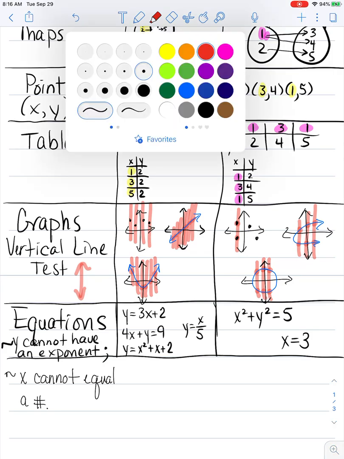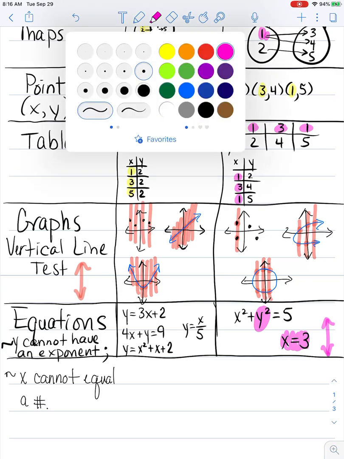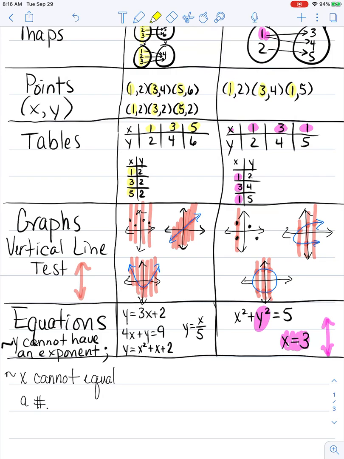So I'm going to look at the non-examples or the not functions first. This right here is why that equation is not a function, because y has an exponent. X can have an exponent, y just cannot have an exponent. And then this one, x equals 3, well, when I graph that, that is a vertical line. So it fails the vertical line test 1,000,000 times over. So those are the only two examples of not functions when it comes to equations.